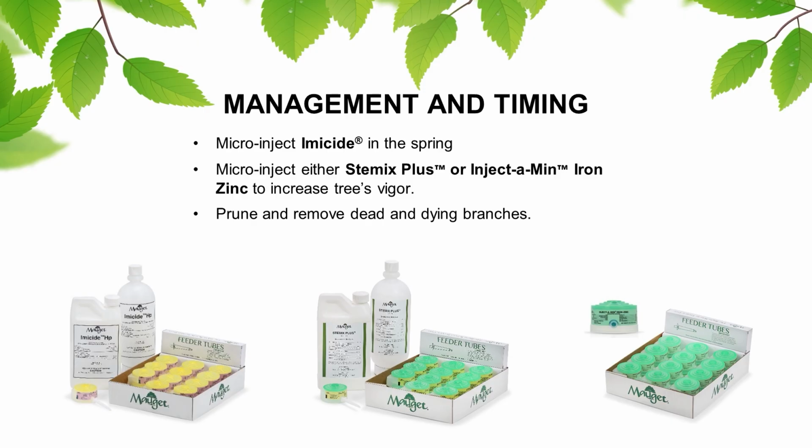Management and timing. The gold-spotted oak borer can be managed by microinjecting Imicide in the spring. Microinject either Stemix Plus or Injectamin Iron Zinc to increase the tree's vigor. Prune and remove dead and dying branches. Imicide is available in 2, 3, and 4 milliliter capsules and 1 liter bottles. Stemix Plus is available in 6 milliliter capsules and 1 liter bottles. Injectamin Iron Zinc is available in 6 milliliter capsules.